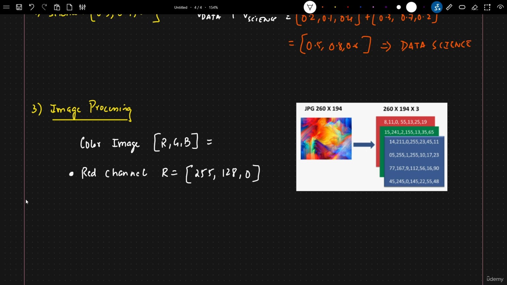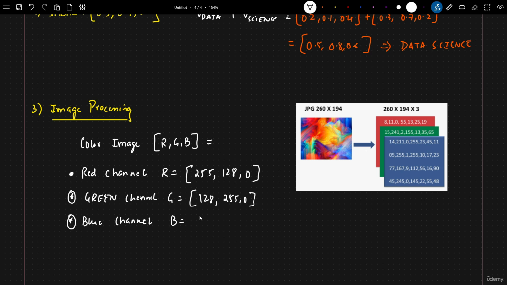Similarly, let's consider my green channel. I'm just considering, and the green channel will have the same dimensions. Here you can see the image is 260 by 194, and the 3 talks about how many channels there are: 1, 2, 3. The green channel is 128, 255, 0. Finally, I have the blue channel, which I'll consider as 64, 64, 255.